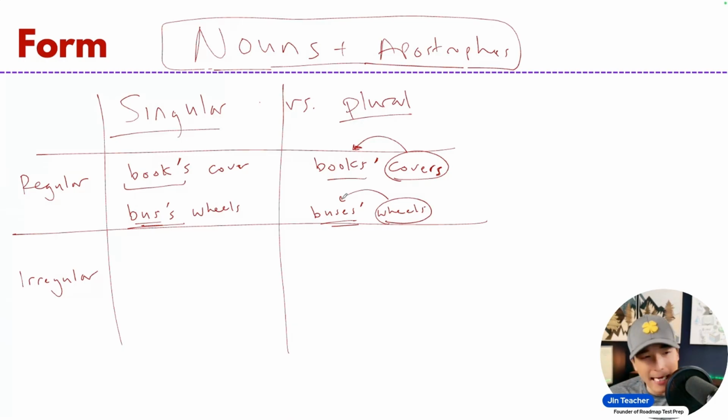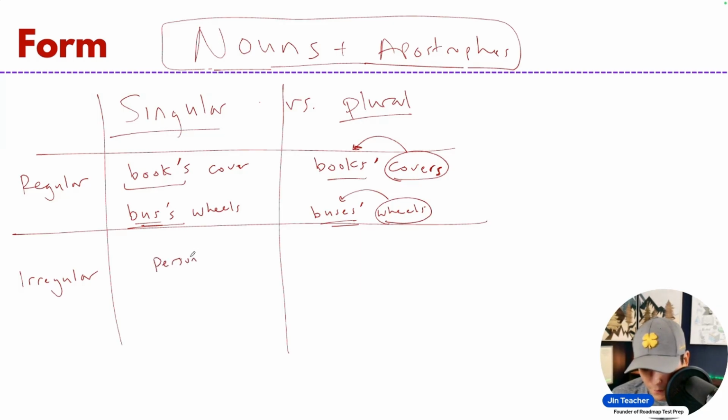Irregular nouns in the singular form don't look any different from regular nouns. It's only when you try to turn them into plural nouns that they're written weirdly. Okay, so an example of an irregular noun would be if I said person.